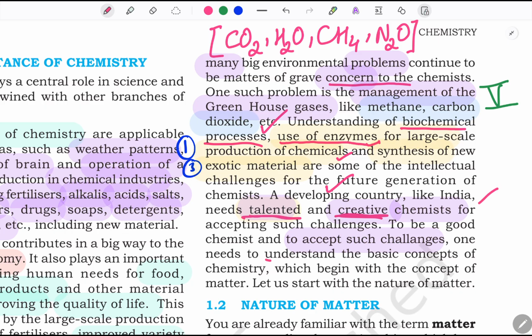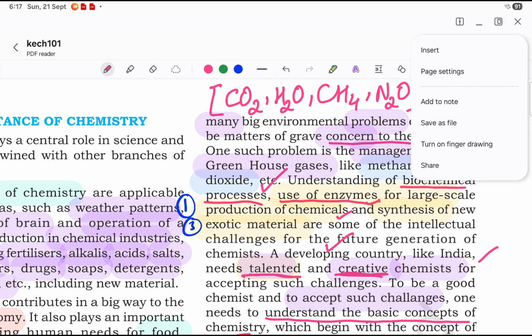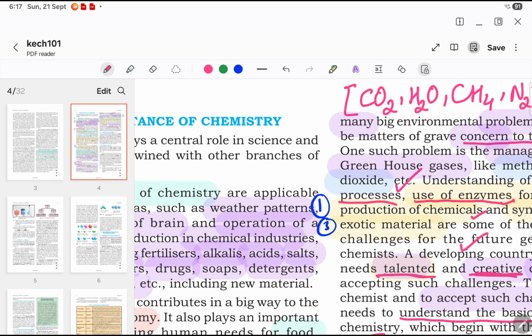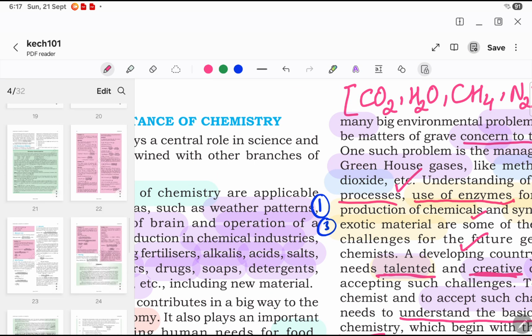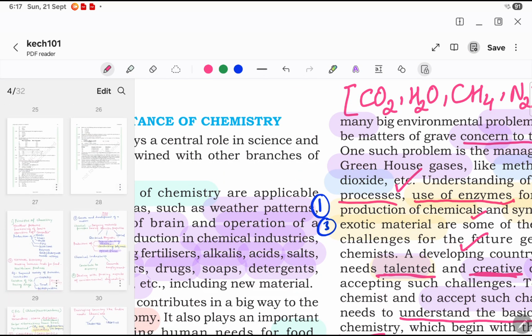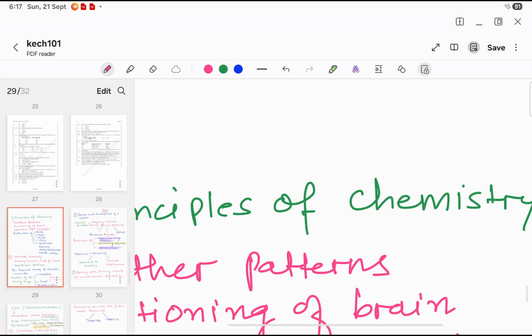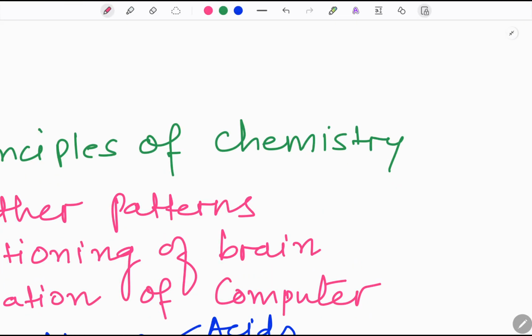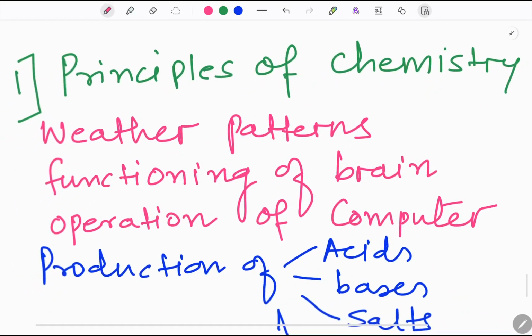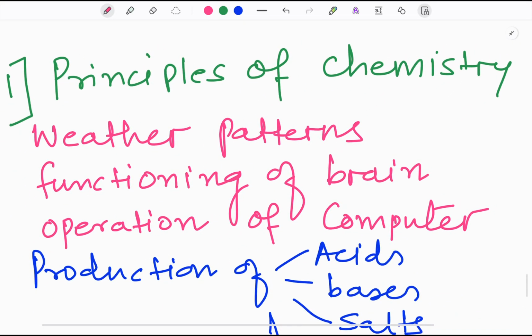And for that, before you do anything about chemistry, you need to know the basic concepts of chemistry. So without the knowledge of chemistry, you cannot do anything. So that was one thing. And now, before we close our topic, let us revise quickly what are the problems, what are the reasons, and what are the factors, the importance of chemistry. So one by one, let's go.